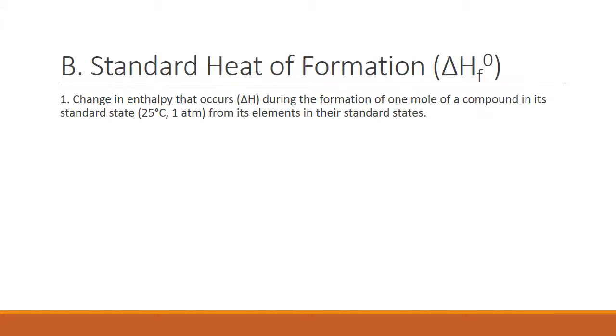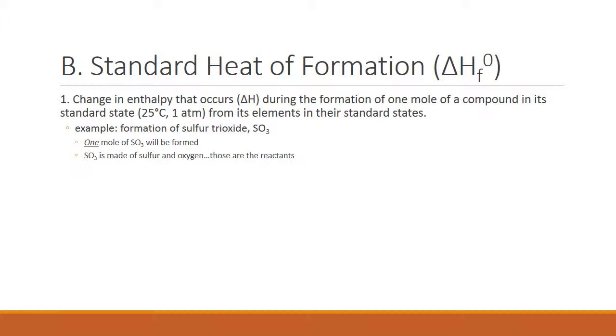So let's just take a look at an example of this to help you understand this definition. Our example will be for the formation of sulfur trioxide. The reason we call this a standard heat of formation is we're always talking about forming compounds, and they get formed from their elements. So when we write this equation, we are going to form 1 mole of SO3, sulfur trioxide. Note that's in our definition here, during the formation of 1 mole of a compound. So 1 mole of SO3 will be formed, and it's going to be created from sulfur and oxygen, because that's what sulfur trioxide is made of. So those two are the reactants.